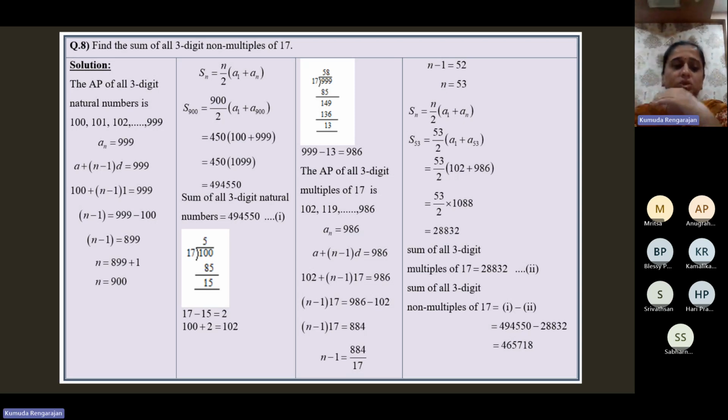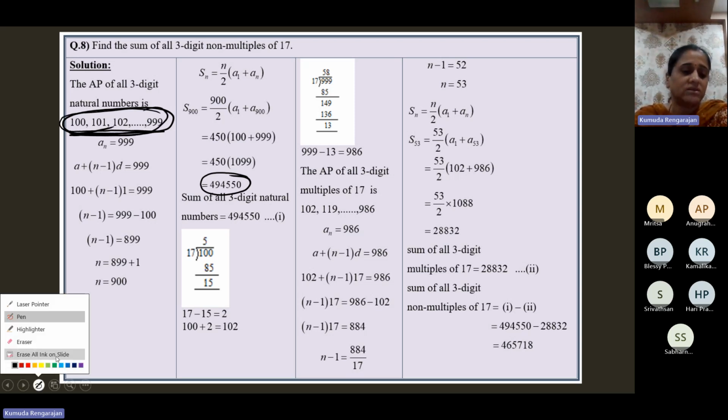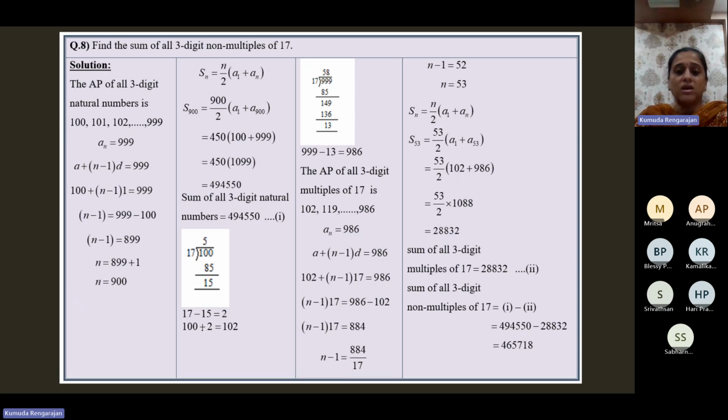So we'll do the answer in 3 steps. First step is to find or generate the AP of all 3-digit numbers. This is the AP of all 3-digit numbers. Now find the sum of all these numbers. So this is the sum of all 3-digit numbers.